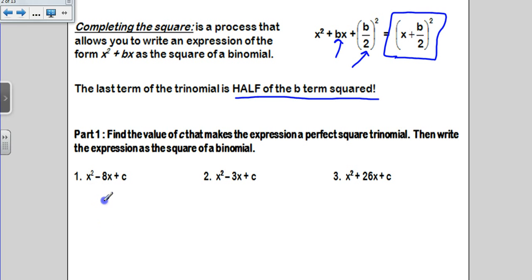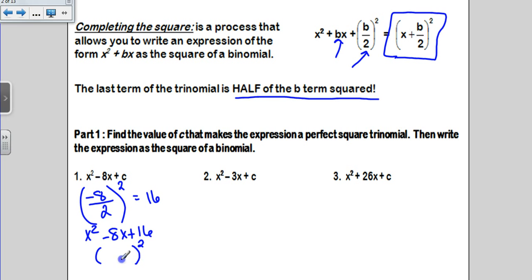So when I look at number 1, we're going to take half of our b term, which is -8 divided by 2, and then we're going to square that number. So -8 divided by 2 is -4, and -4 squared is 16. So the c value is really 16 for this problem. So if I rewrite this as x squared minus 8x plus 16, then we can take this, which is now a perfect trinomial, and rewrite it as the square of a binomial.